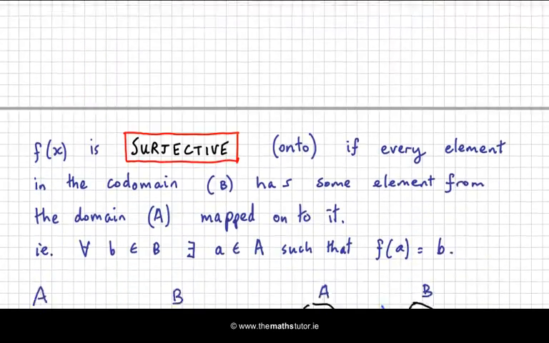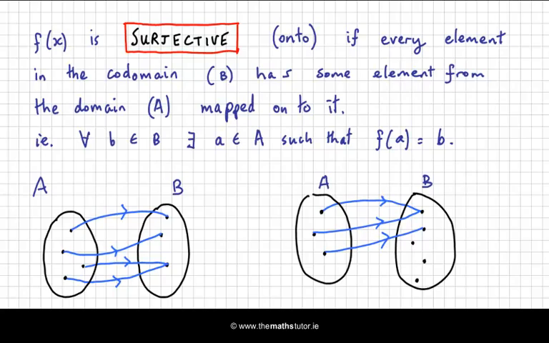Let's look at a function which is surjective. Now, a function is surjective if every element in the codomain B has some element from the domain A mapped onto it. In other words, for all little b in capital B, so all the elements in the codomain, there exists an element in A such that f(a) = b. So, for example, this might be little a and this might be little b. So f(a) is b.